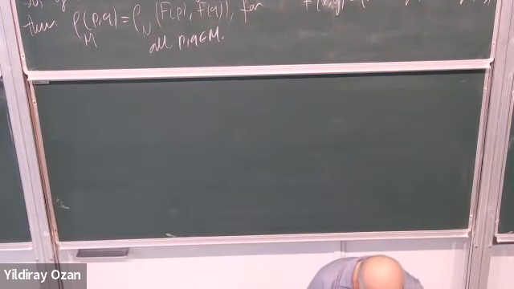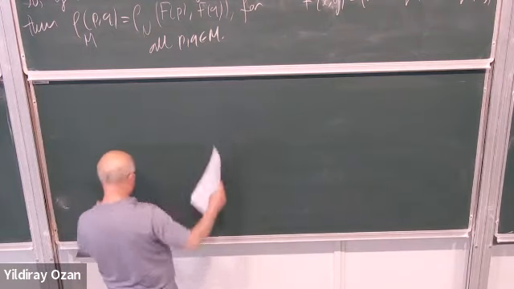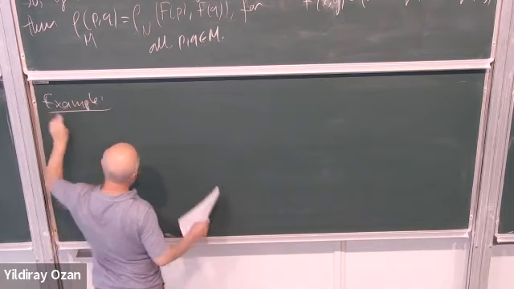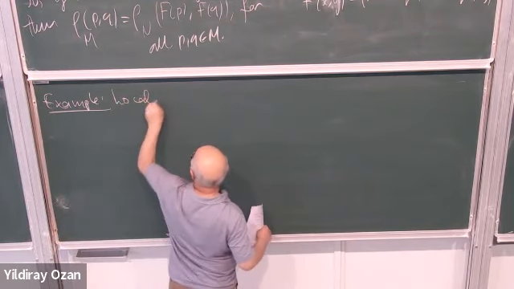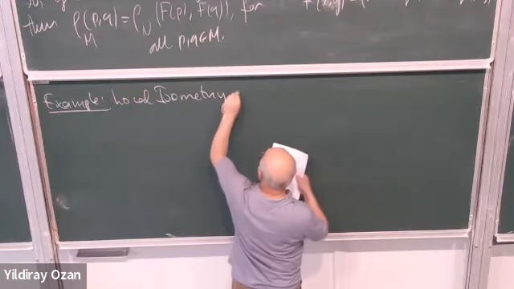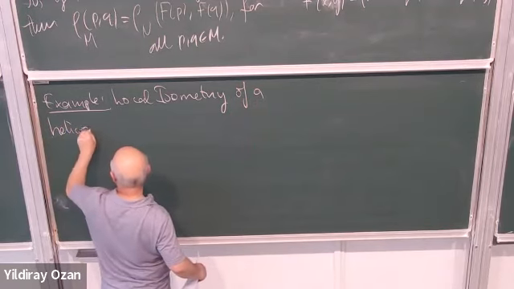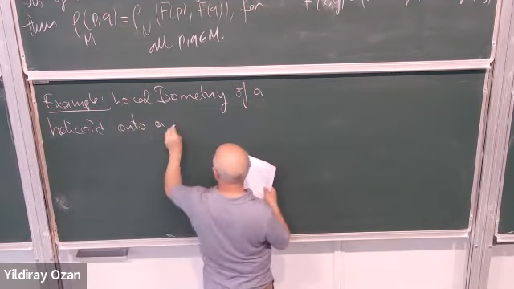I'll give one more example of an isometry. So last time we gave this example, another example is this. A local isometry of a helicoid onto a catenoid.